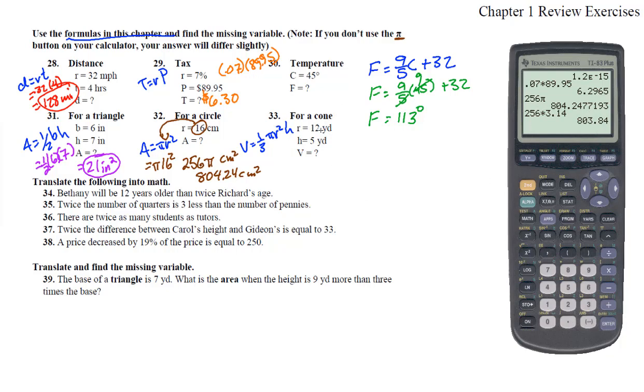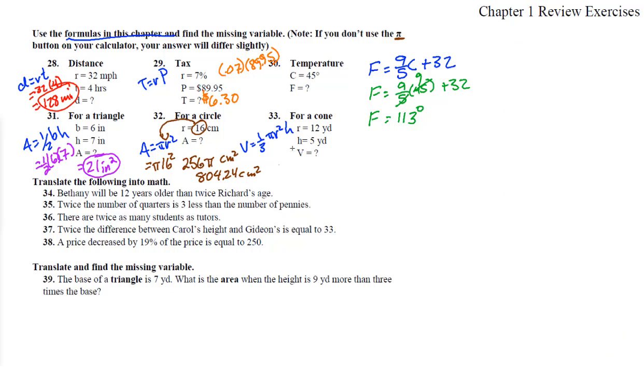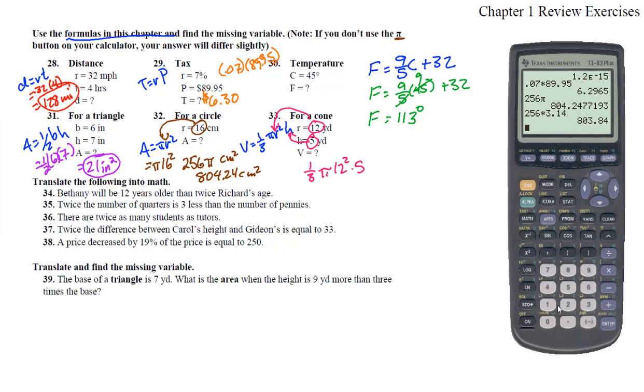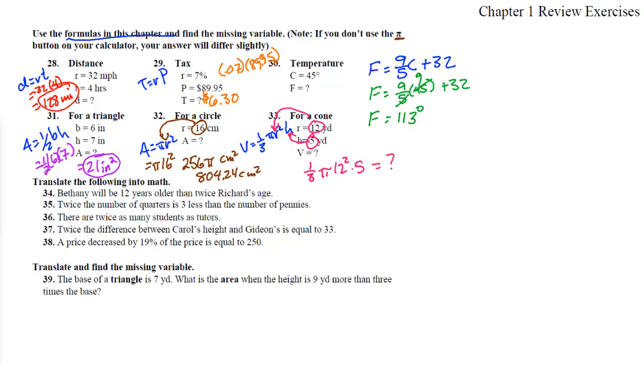All right, number 33, for a cone. Volume equals 1/3 pi r squared h. So the 12 goes in for the r, and 5 goes in for the h. And we get volume equals 1/3 pi 12 squared times 5. Better punch that out. 1 divided by 3 times pi times 12 squared times 5. And it comes out to be 753.98. And this would be yards.